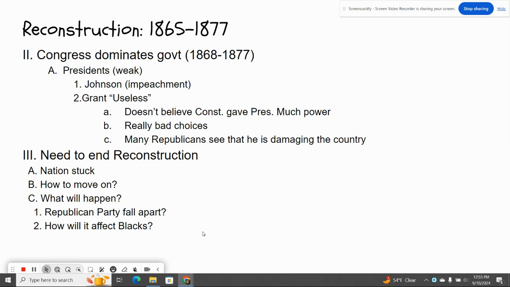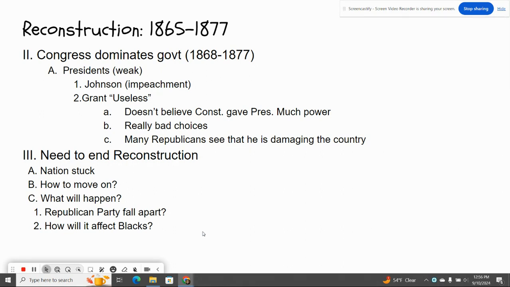There's a genuine question of how Reconstruction's end will affect the Republican Party. Remember, the Republicans were created for one reason, that was to oppose slavery. Slavery no longer exists. Well, what happens now? Do the Republicans grow past the slavery issue and find other things to do? Or do they end up the way of the Federalists, the Whigs, the Know-Nothings, and just kind of disappear?